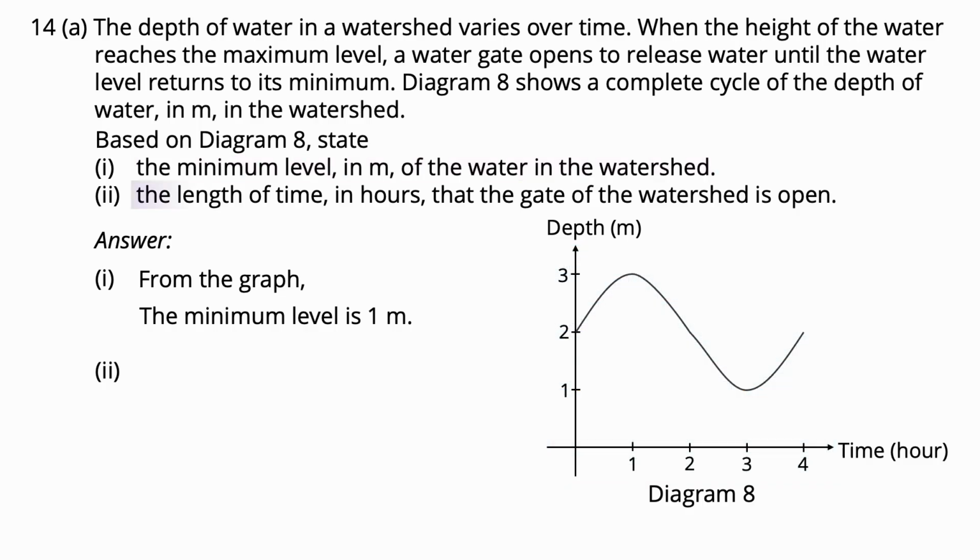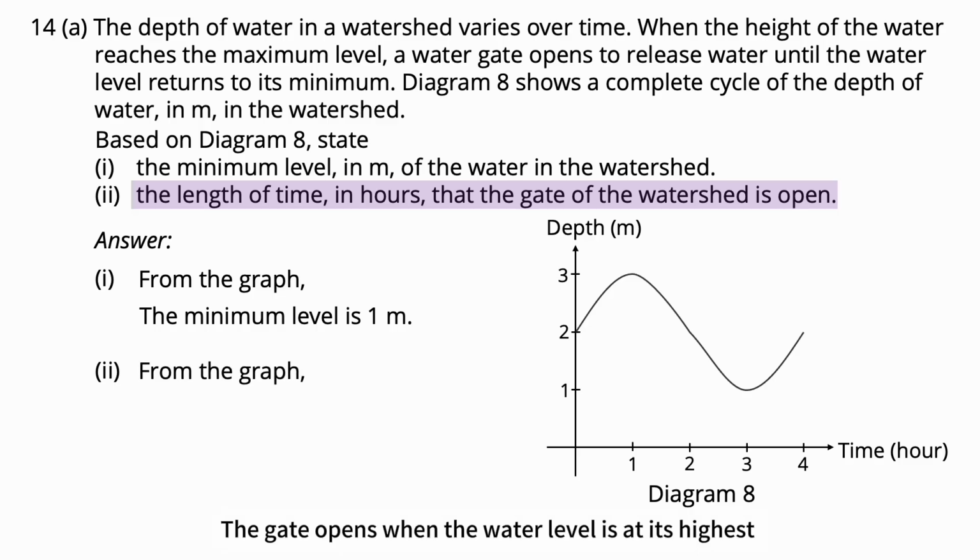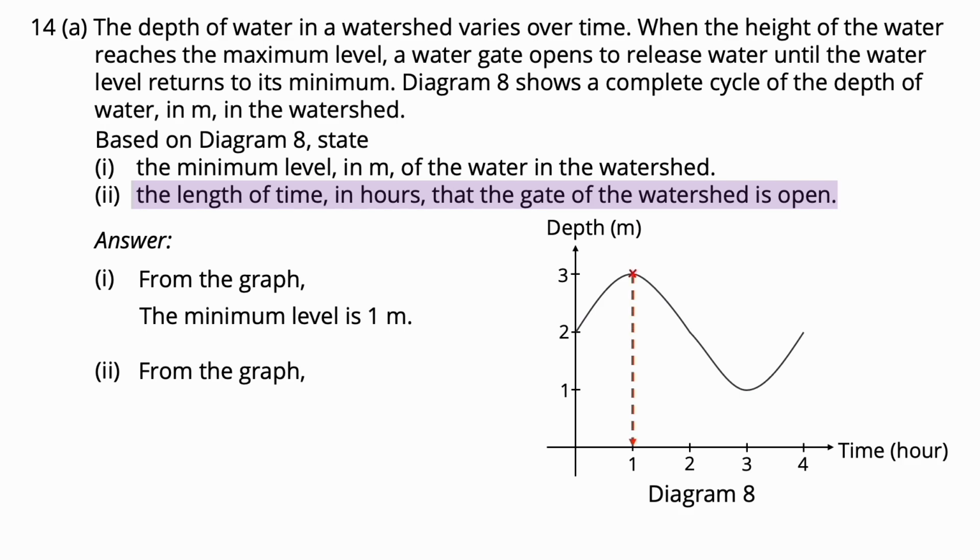2. State the length of time, in hours, that the gate of the watershed is open. This means how long is the gate open? From the graph, the gate opens when the water level is at its highest, at 1 hour, which is 3 meters, and closes when the water level is at its lowest, at 3 hours, which is 1 meter.